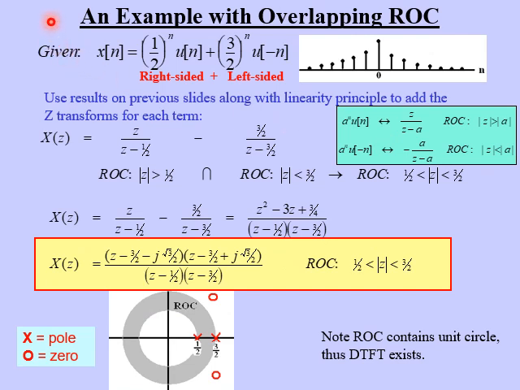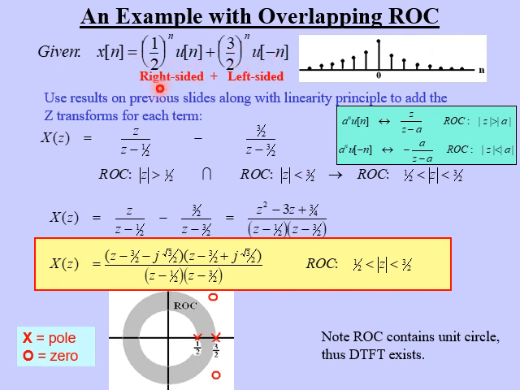All right, here's our last example in this video. In this one, we're going to have a signal or sequence that has two terms, and we're going to end up with an overlapping region of convergence. So suppose we have a sequence x of n equal to (1/2) to the n times u of n plus (3/2) to the n times u of minus n.